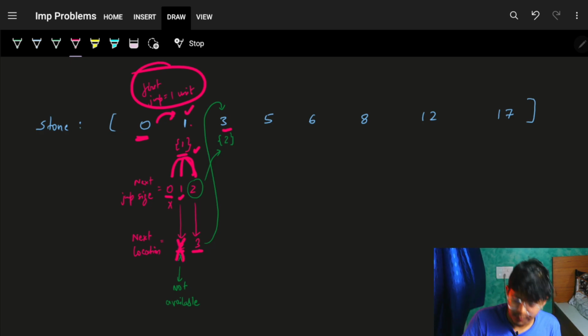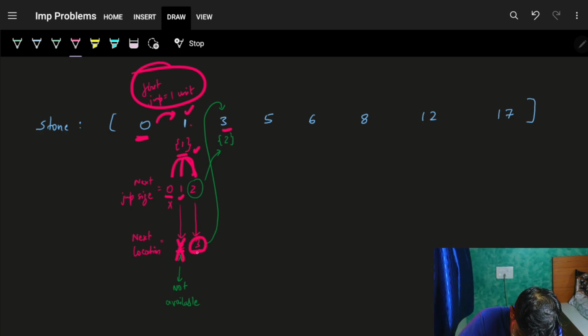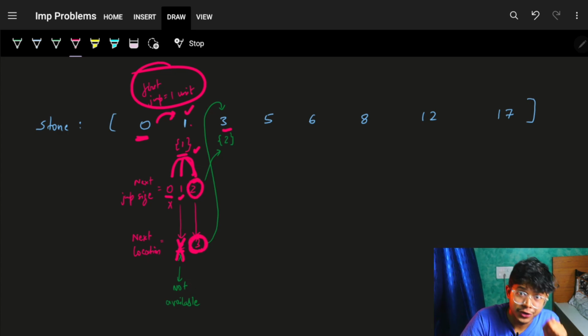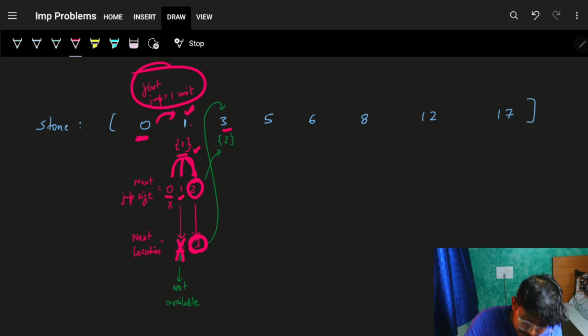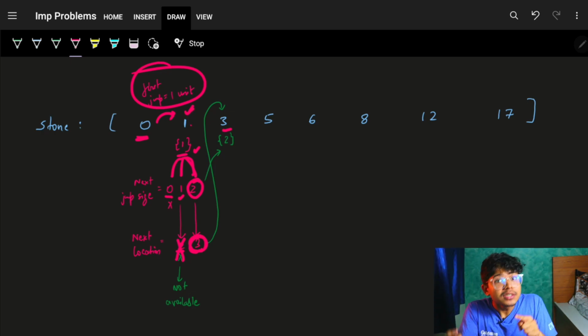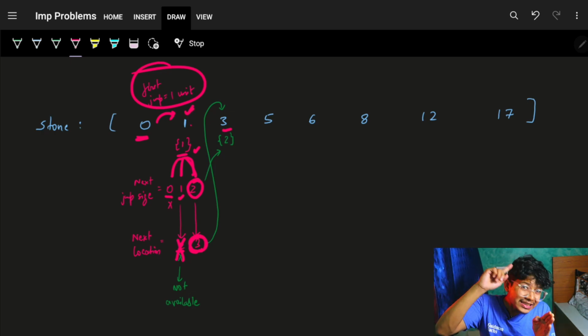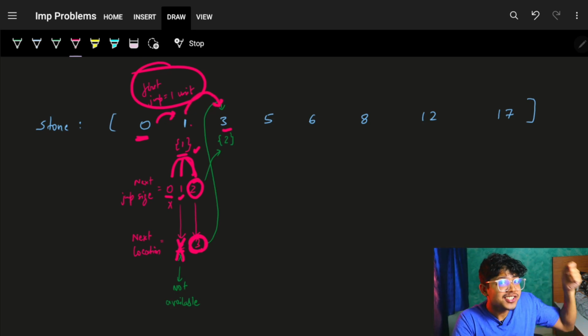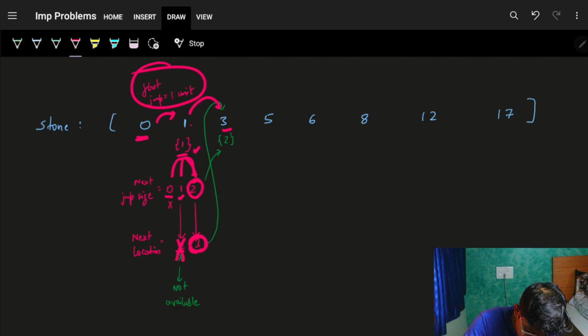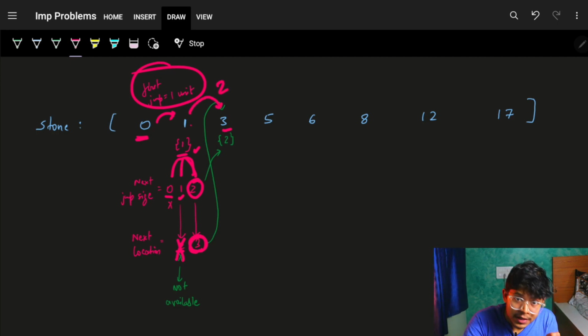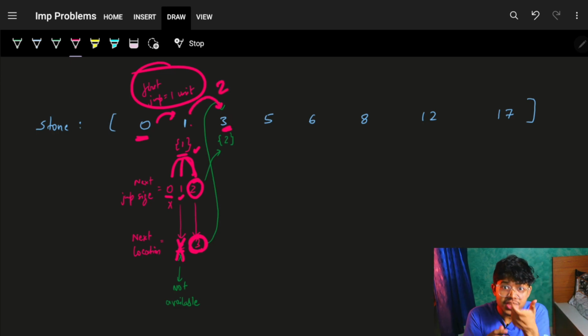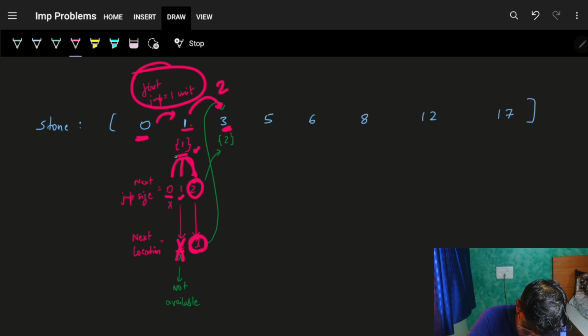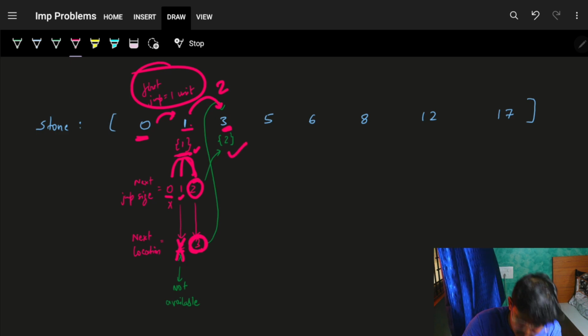Oh, water at position 2. But for position 3, I can land on position 3 by doing a jump of size 2 from 1. But for position 3, I am concerned about the last jump. So considering I jumped from 1 to 3, the last jump was of size 2. For 1, I was concerned about the jump, which was 1. For 3 also, I am concerned about the jump, which is 2. So I'll store that. Cool.